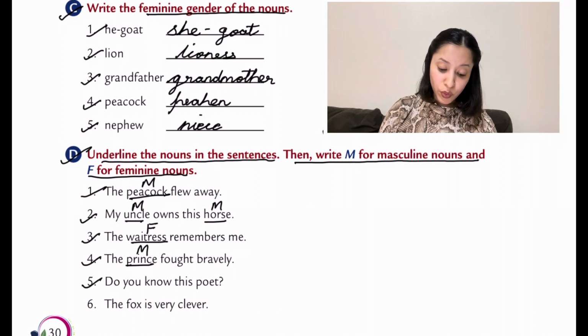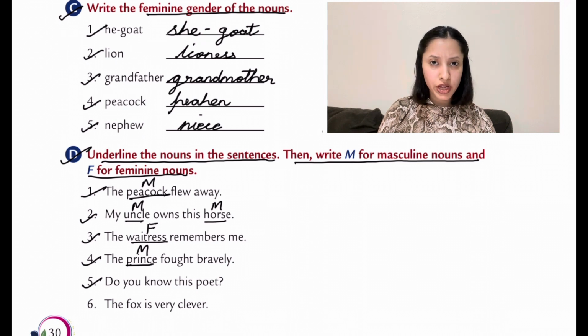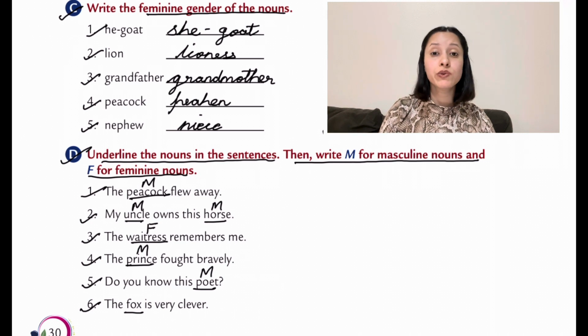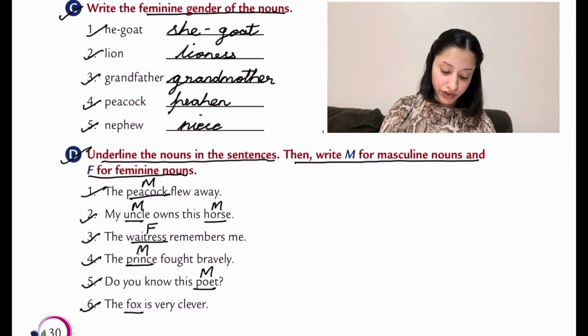Now see the fifth one. Do you know this poet? Poet is masculine or feminine? It is masculine. So that's why we'll write M. See the sixth one. The fox is very clever. Fox is what? Masculine or feminine? What will you say? Masculine. So we will write M.